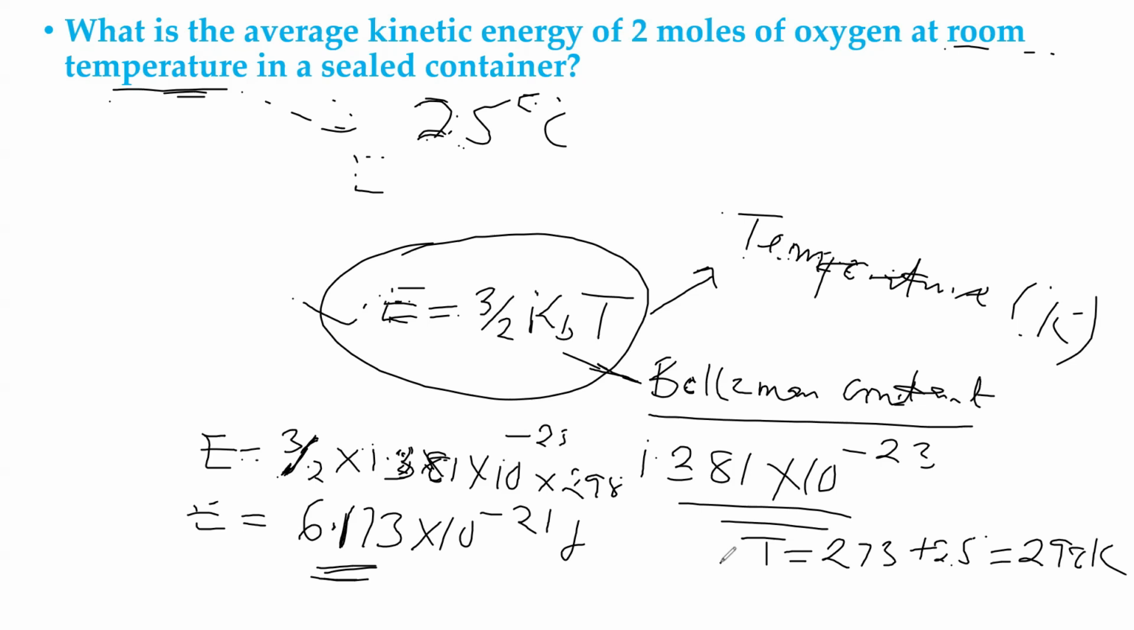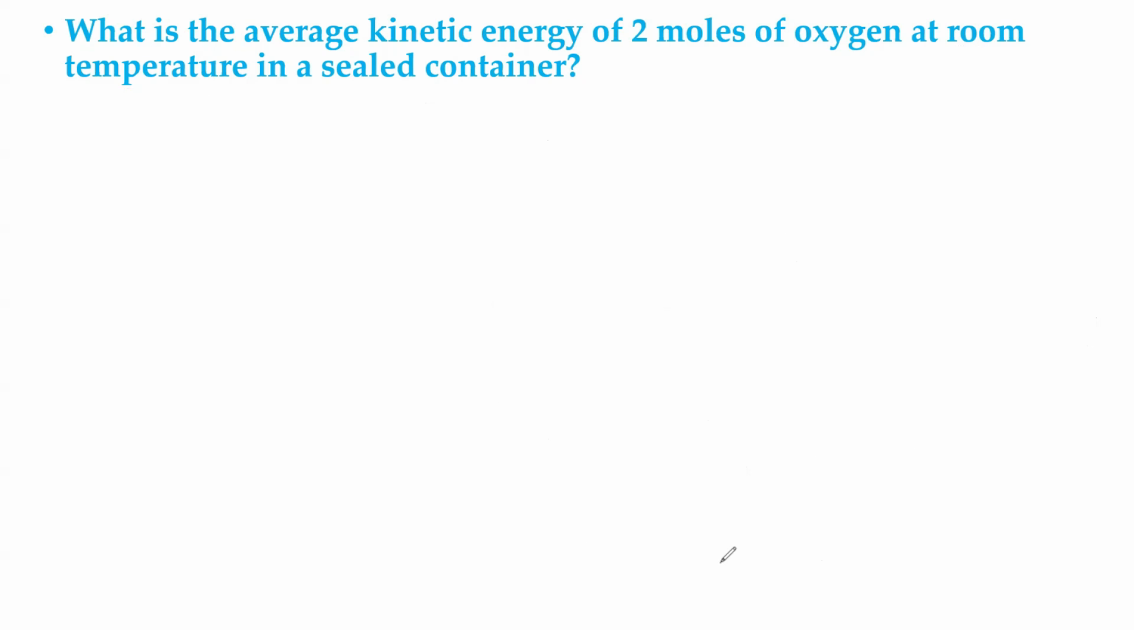So the second formula that we are going to use in calculating this is the average kinetic energy, so the kinetic energy K is equal to 3 over 2 nRT. And of course, the R is the universal gas constant.